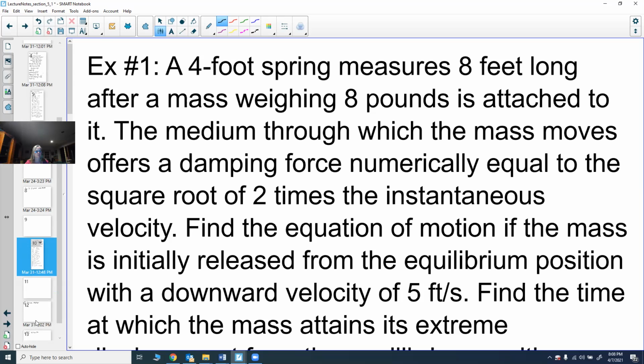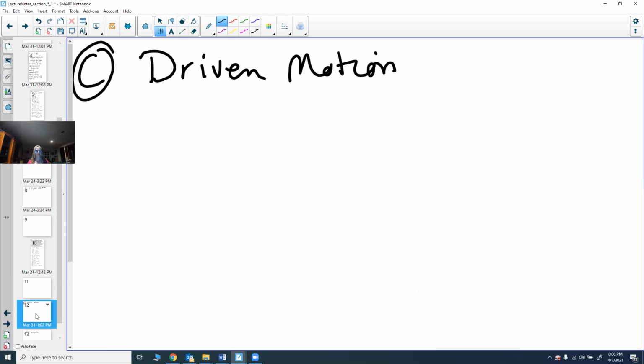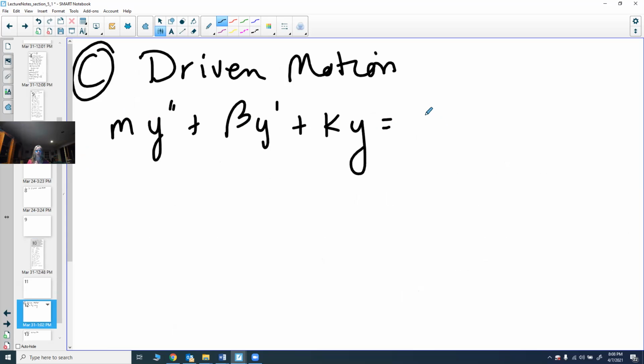We can also have driven motion. And driven motion is where you would have one side of the equation, m times y double prime plus beta times y prime plus k times y, equal to some force we're going to call g of t. G of t is the force that's moving it. It's making it go. It's going to constantly have it work. And so it allows the amplitude to be changing as that force is acting on it. And you can kind of watch what that would look like.